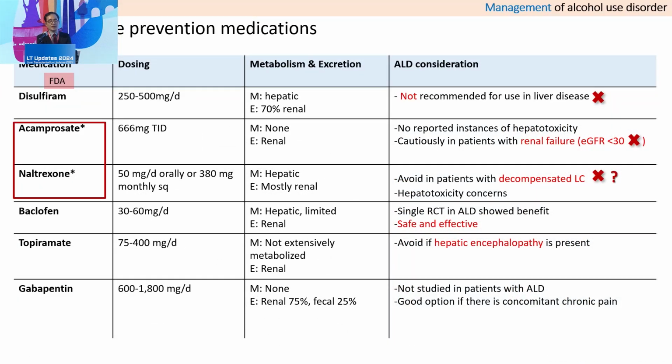So when choosing relapse prevention medications for alcohol use disorder, consider liver function. Disulfiram is contraindicated in liver disease, while naltrexone should be avoided in decompensated cirrhosis. Acamprosate and baclofen are safer options, with baclofen showing benefits in liver disease.